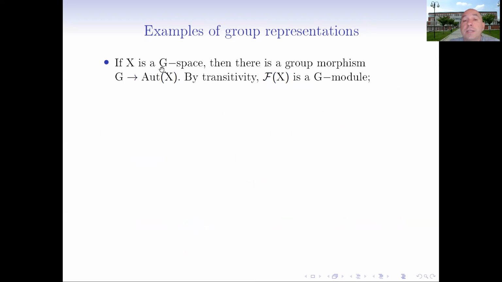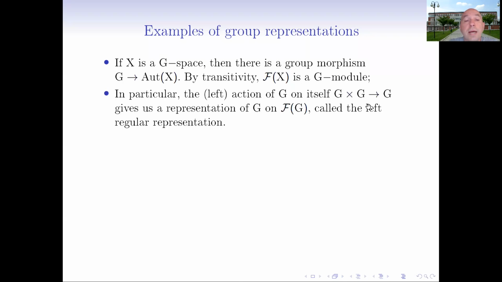If X is a G space, then there is a group morphism from G to the automorphisms of X. This is in one-to-one correspondence with the definition of G spaces. And if we again apply the transitivity property, the automorphisms of X map to the general linear group of functions on X. And here we have another morphism from G to automorphisms of X. If we compose the two, we obtain a morphism from G to the general linear group of functions on X, and this is the same as a representation of G on functions on X. So this means that functions on X is a G module.